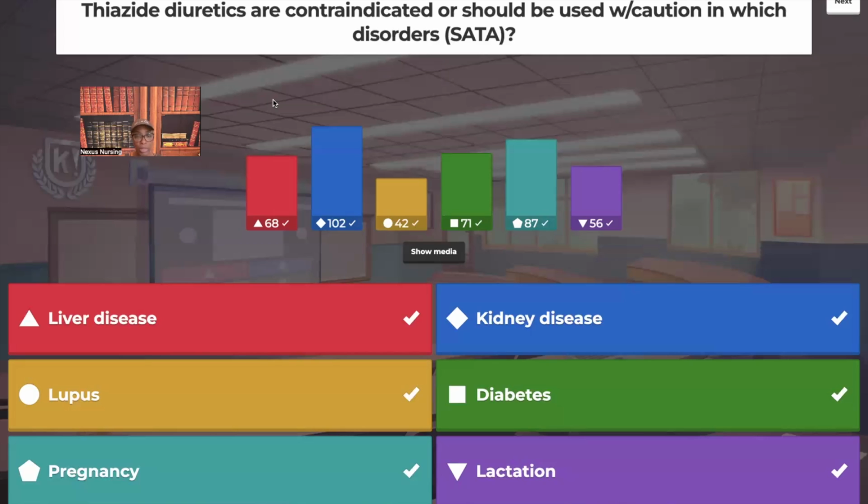Lupus. Let's talk about lupus. So here's the thing, guys. With lupus, this drug, thiazide diuretics, we love thiazide diuretics. However, it messes with the glomerular filtration of the kidneys. Okay, Professor D, why do we care about that? I'm so glad you asked. Let me tell you why.